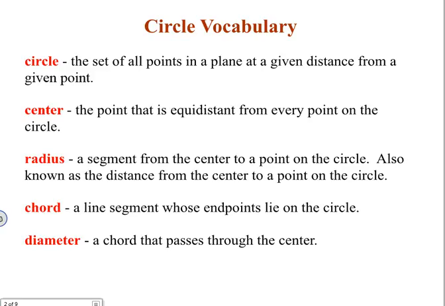So that's what we're starting with. And just like before, we have a lot of vocabulary to learn because geometry is a language, and we got to be able to talk the talk before we walk the walk. So we start with the definition of circle. The set of all points in a plane at a given distance from a given point.